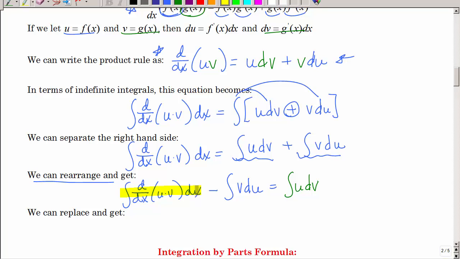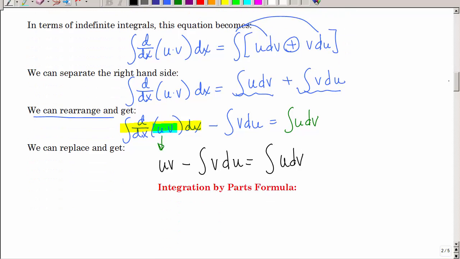When we integrate a derivative, what do we get back? What we started out with. So this really becomes just u times v. So from here, we have u times v minus the integral of v du equal to the integral of u times dv. And you're going, that just does not look helpful. Well, believe it or not, that is our integration by parts formula, just reading it the other way around.